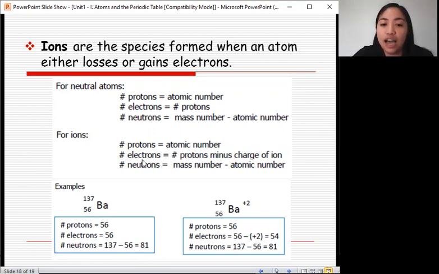So sa ions, ang mag-differ lang is ang electrons. Okay, so ang electrons is equal to the number of protons minus charge of ion. So sa ato nga example, this is the number of protons. May i-minus daw nimo ang charge lang sa imong ion. So that is plus 2. So ma-minusan siya og 2, that will result 54. So ang number of neutrons same lang, mass number minus atomic number.